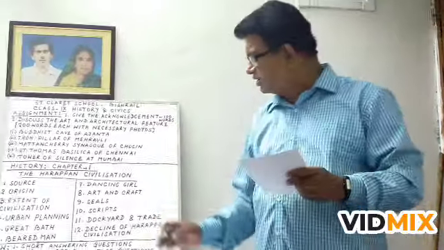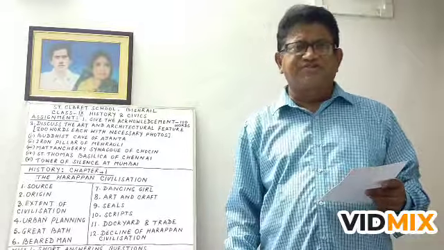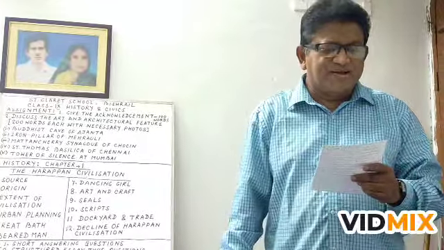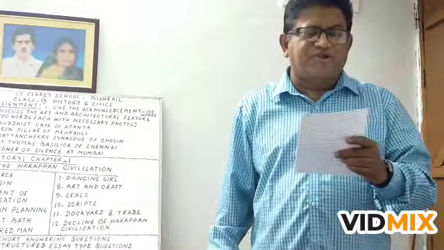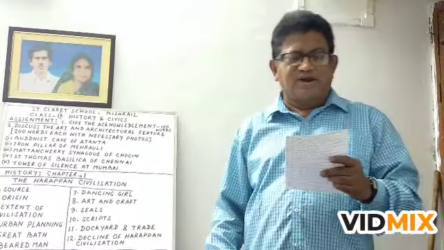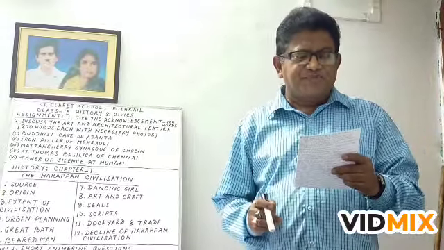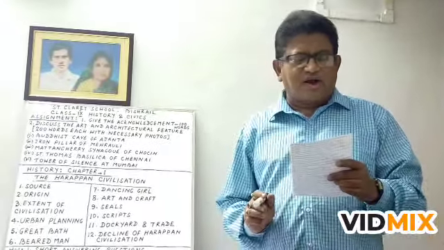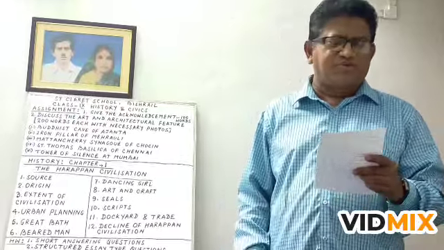Now let me tell you, number 1, source. I have told you that the Harappan civilization erupted by the bank of the river Indus. The Indus Valley civilization consisted of two major cities, Harappa and Mohenjo-daro. In 1921 and 1922, Sir John Marshall, R.D. Banerjee and Dayaram Sahni discovered Harappa and Mohenjo-daro. They dug out the ruins of Harappa and Mohenjo-daro.